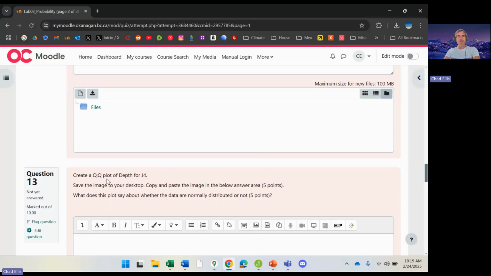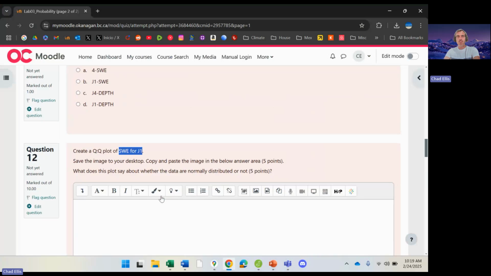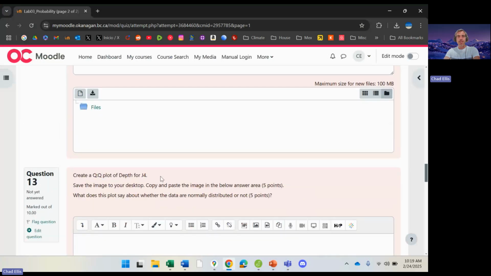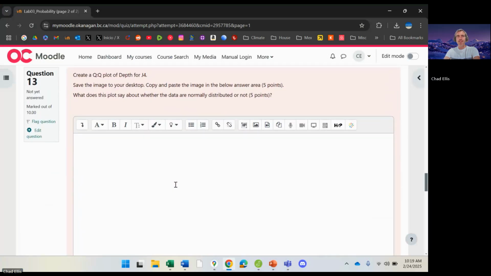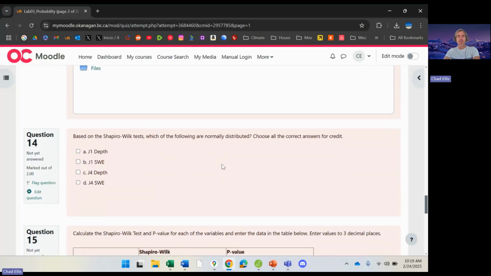So you're going to be doing a few QQ plots there, right? QQ plot for SWE at site J1, QQ plot for depth at site J4, right? And you're going to be saving those plots from JASP and entering them in the Dropbox below.